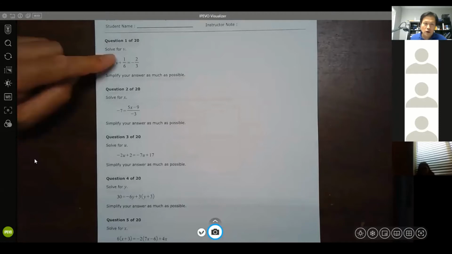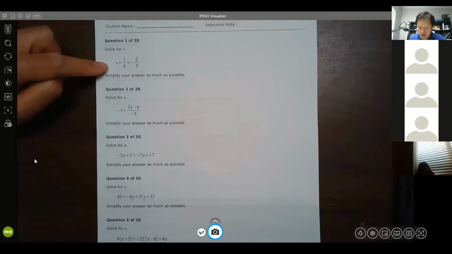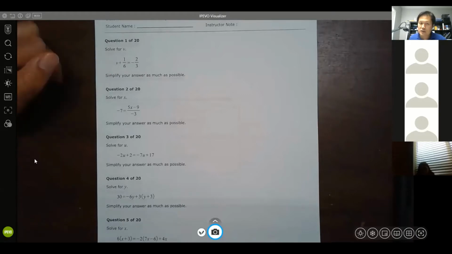So solve for V. This is a one-step equation. Minus 1/6 on both sides. Can I skip this?